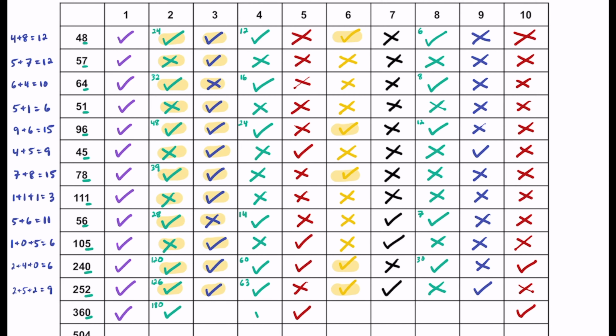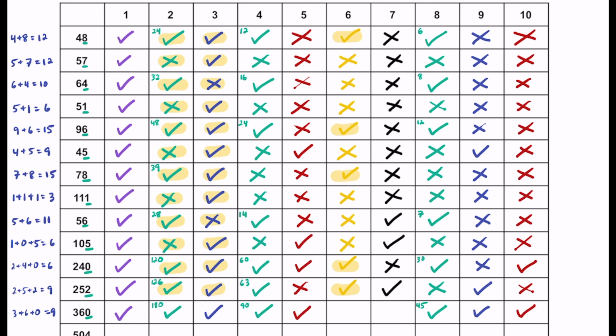It's still an even number, so you can take half again. That's going to end up being 90. And it's still an even number, so you can take half again. Half of 90 is 45. Checking for our 3 and 9, we have 3 plus 6 plus 0, so that's going to be 9 in total. That is divisible by 3, and it's divisible by 9.